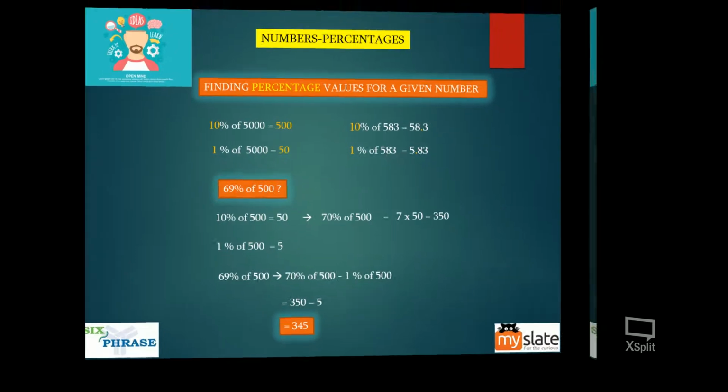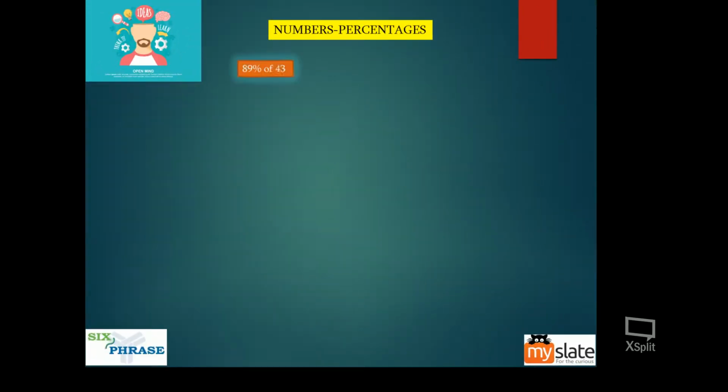Okay, so let's discuss one more example. 89 percentage of 43. As usual, you start by doing 10 percentage of 43. Now 10 percentage of 43 is 4.3. You know the reasons. Now 90 percentage is nothing but 9 into 4.3.